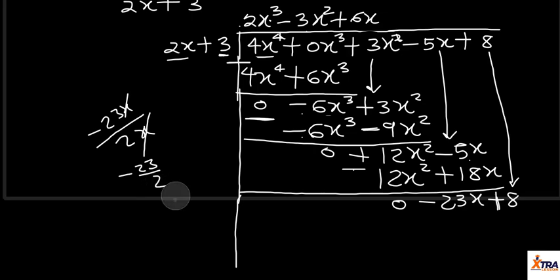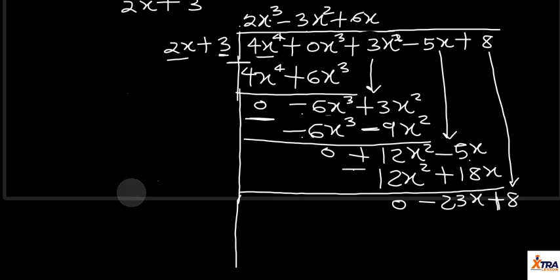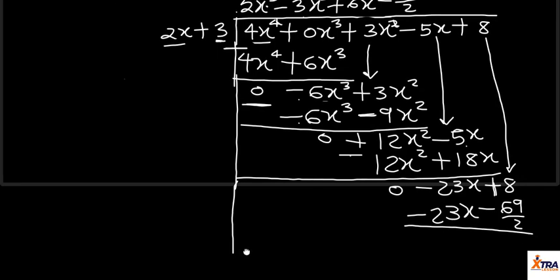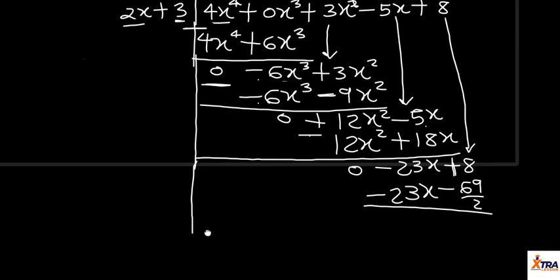So since minus 23 over 2 is what we get, we simply write our minus 23 over 2 here. And then we use that to multiply everything here. So minus 23 over 2 times 2x will give you minus 23x. And then minus 23 over 2 times 3, that will give you minus 69 over 2. So subtracting here will give us our remainder.